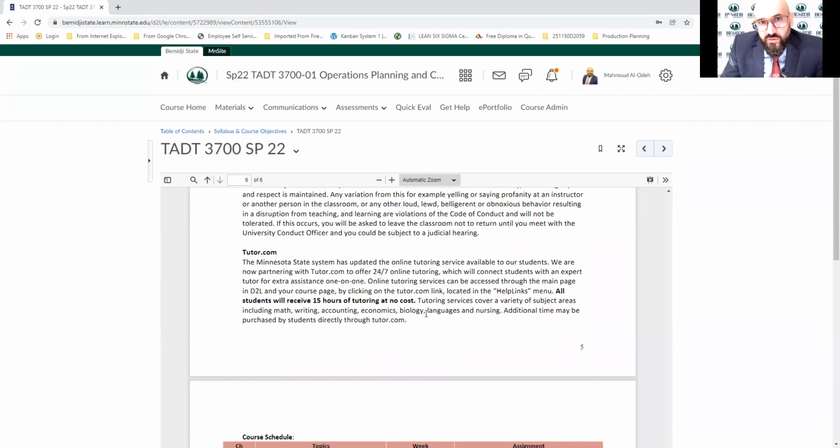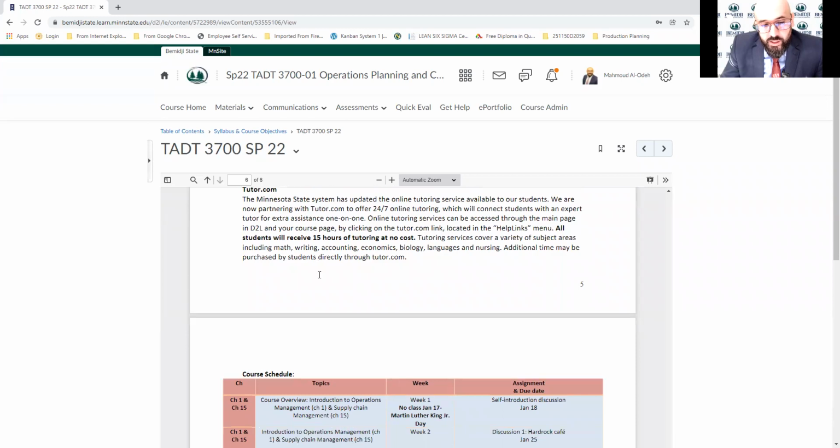Tutor.com is another service that is available for BSU students. The Minnesota State system reached an agreement for at least 15 hours of tutoring at no cost. However, because of COVID, I believe they increased that from 15 hours to more than 15 hours. I'm not sure what the recent agreement is, so you could check with tutor.com to see how many free hours of tutoring you can receive.